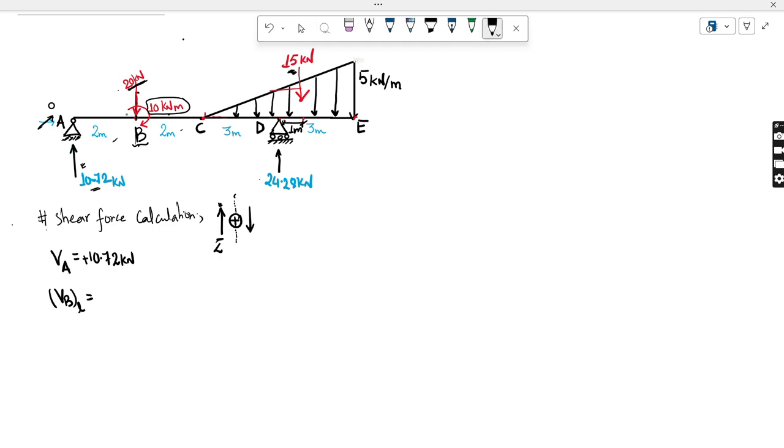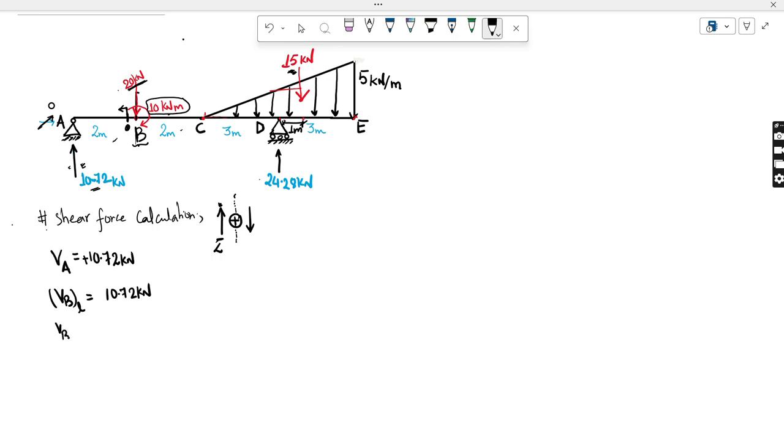Okay, so VB left is nothing. You just imagine that you are somewhere just to the left of B over here. Now I am standing over here, looking at this point, and I have to look towards the left of it. So what do I see? I see only this 10.72 kilonewton, and that is also acting upward, which matches with this arrow. So this is also positive 10.72. In fact, it is same as VA.